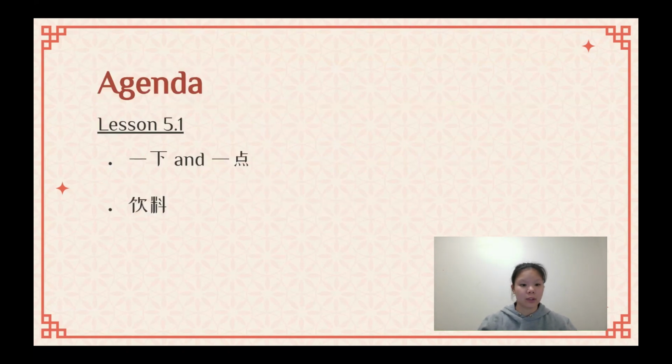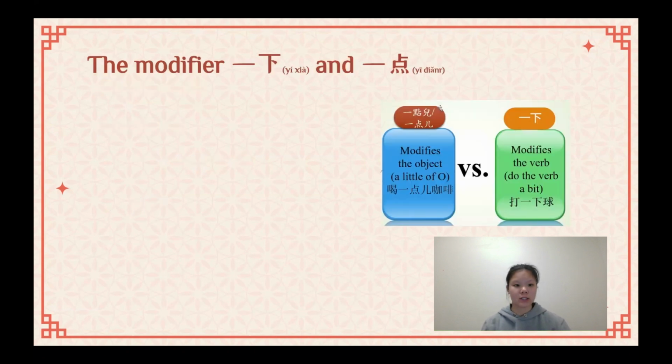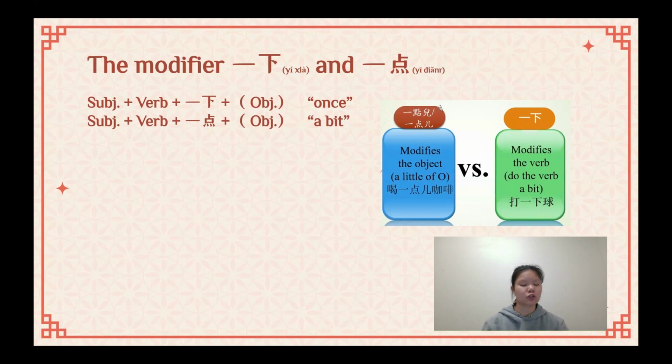So now that we're done with the review, we're going to go over what we are going to do in this quick little video. So we're going to review 一下 and 一点. And then we're also going to go over 饮料, which are drinks. And so without further ado, let's see what we have for 一下 and 一点. And so 一下 and 一点 are a little bit different. They both have somewhat of a similar sentence structure that you can follow, just like that subject verb object order, but you're inputting 一下 or 一点 before that object.